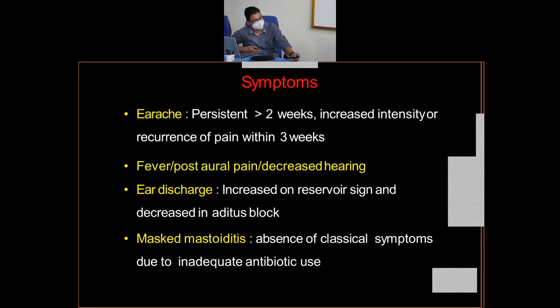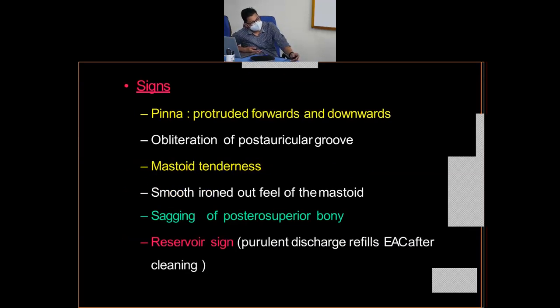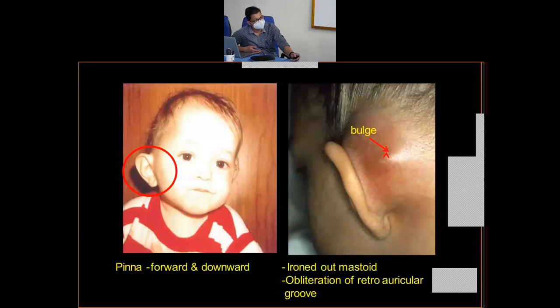Okay, in masked mastoiditis. Then the signs, like the pinna. When there is mastoiditis, involvement and inflammation of the mastoid cortex will push the pinna forward and downward. Okay. Then there is the postauricular groove. That postauricular groove will be obliterated in case of mastoiditis. I will show one picture. As you can see in this small kid, in the second slide, there is swelling behind the pinna. So it will lead to obliteration of the postauricular groove, and as you can see the pinna is pushed a little bit downward and forward.